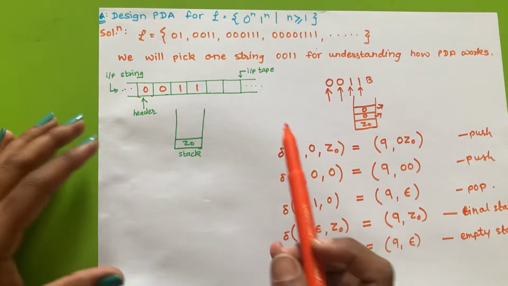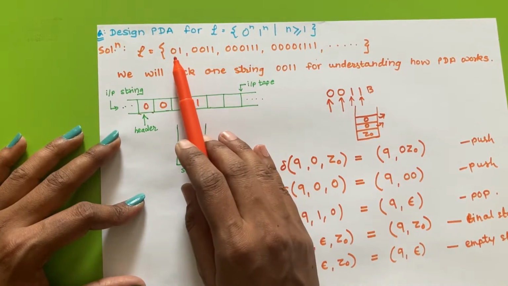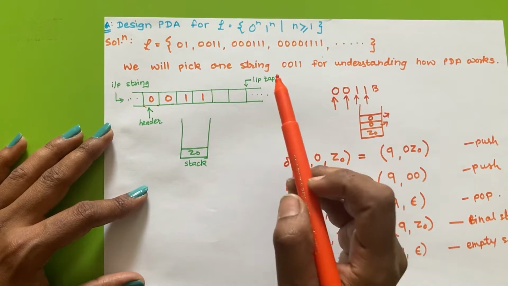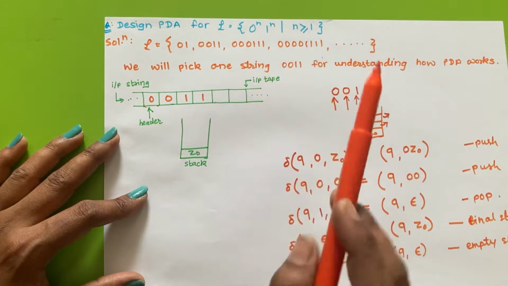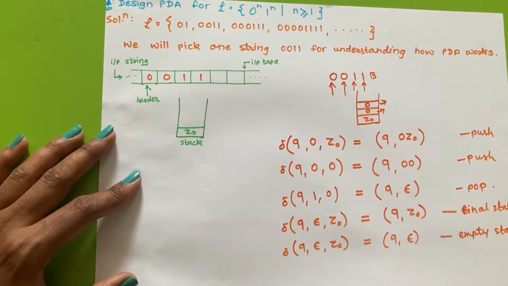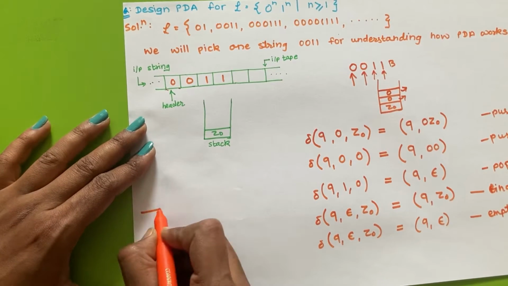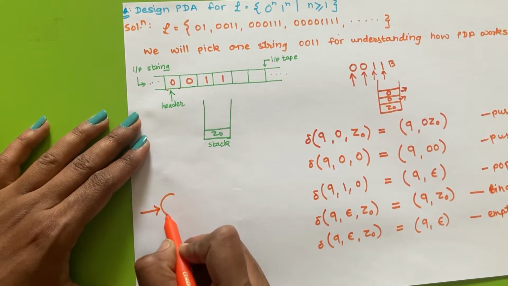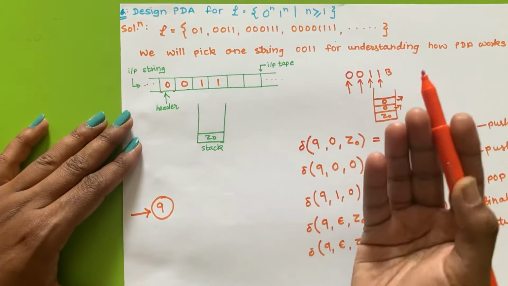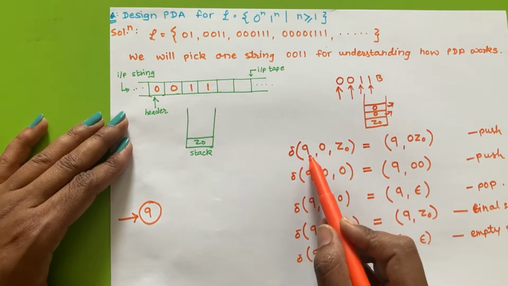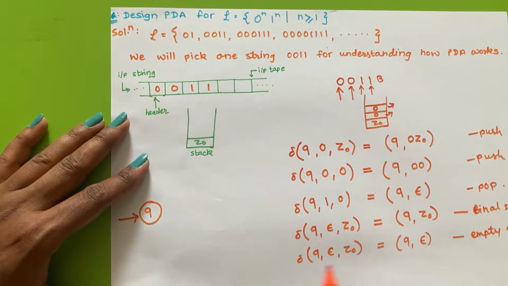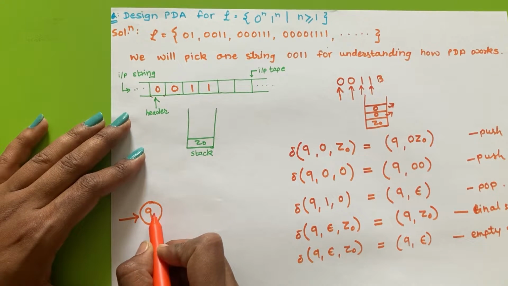We want to accept all the strings of the language 0 raised to n, 1 raised to n. We have to design a single PDA that accepts all these strings. On the basis of these kinds of transitions, we will design the PDA for the same language. First we will take the initial state. Here I have taken a single state, but whenever we have a change of state, we will update the Q subscript. So first we take the initial state, that is Q0.